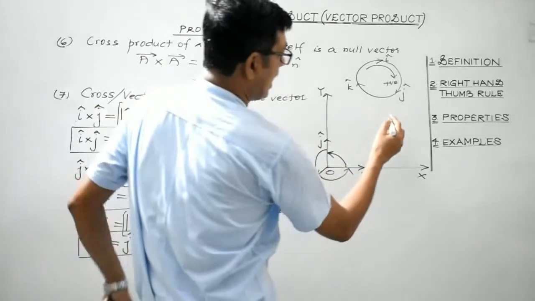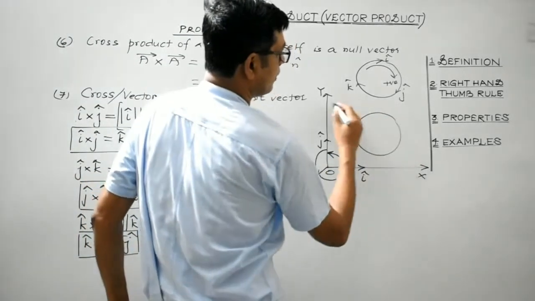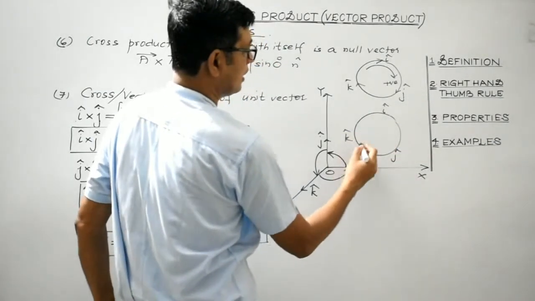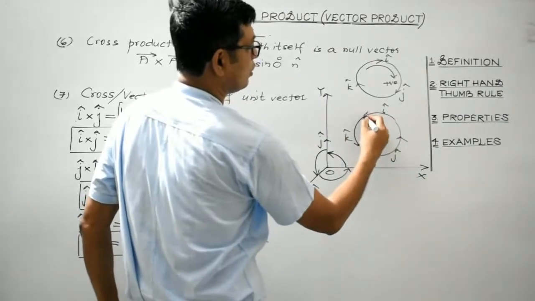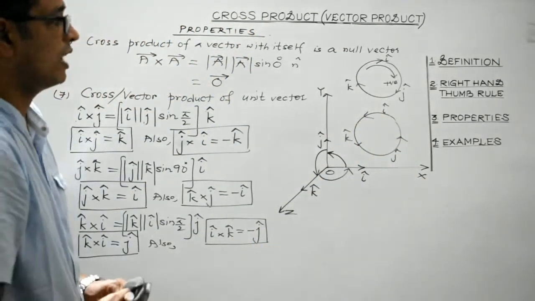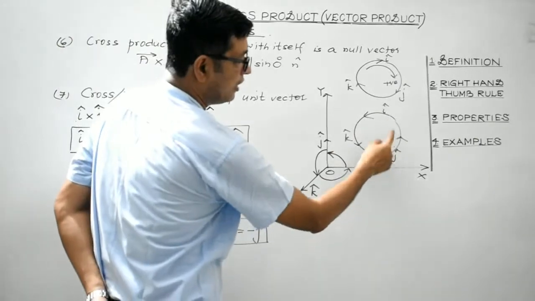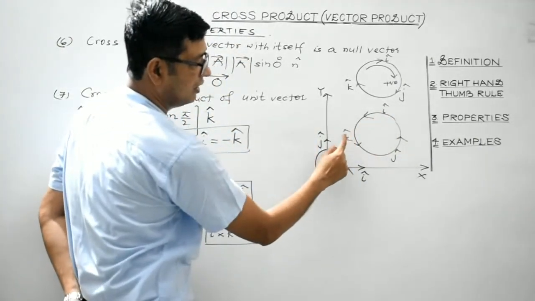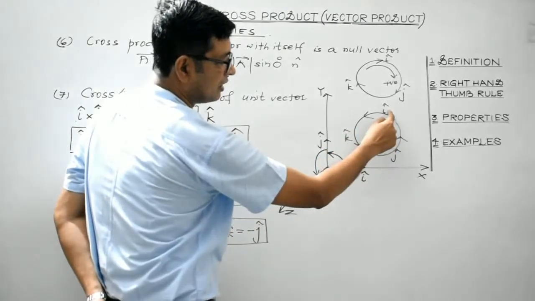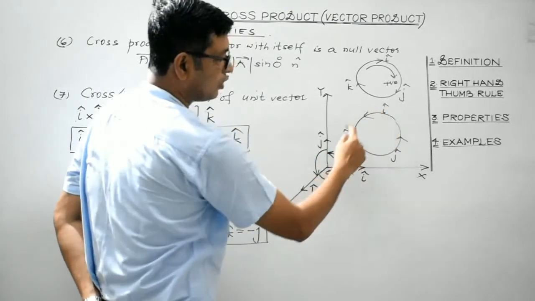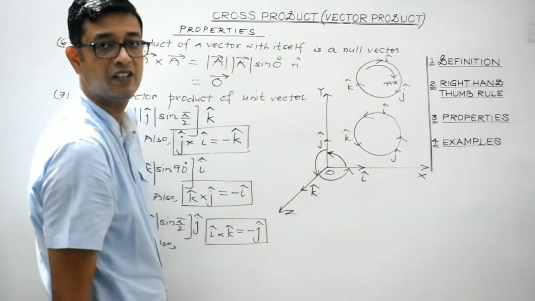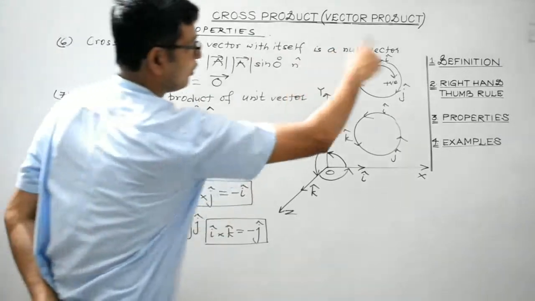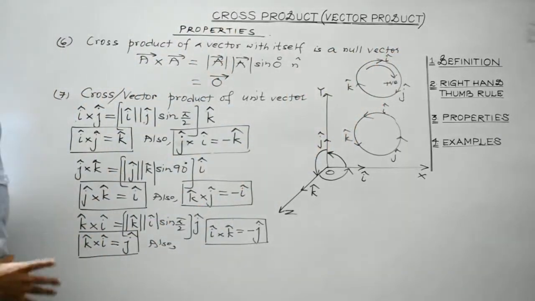And if we consider the anti-clockwise direction, suppose this is i cap, this is j cap, and this is k cap. Let's consider it in the anti-clockwise direction. Then j cross i is equal to minus k. j cross i is equal to minus k. k cross j is equal to minus i. And i cross k is equal to minus j. So in case of anti-clockwise, we'll get these results. In case of clockwise, we'll get these 3 results.